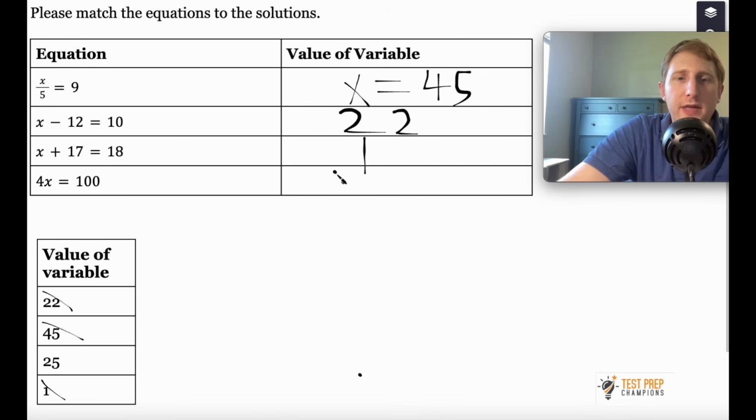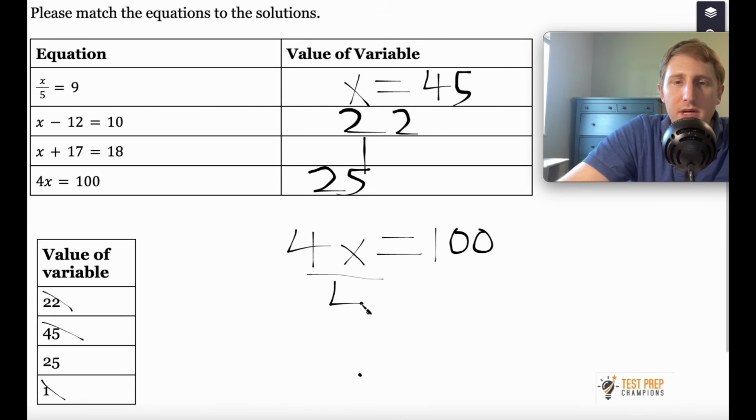Now, we already know that the answer has to be 25 here, because that's the only one that's left, but I'm going to break this down anyway just for practice. So we've got 4x equals 100. Now 4x is 4 times x. How am I going to get the x by itself here? Well, I want to do the opposite of times, which is division. So I'm going to divide by 4 over here. The 4s cancel out, but whatever I do to one side, I also have to do to the other. So I have to hop over here and do 100 divided by 4. So we'll see that the answer is x equals 25.